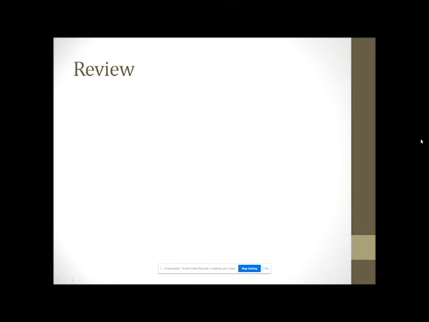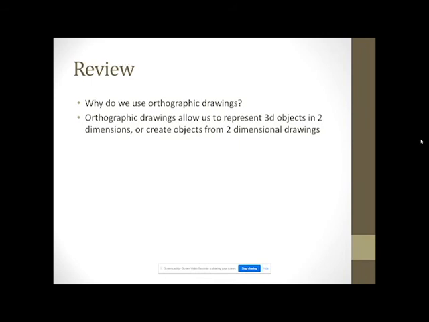So now that we've gone over how to do orthographic drawings, let's just do a quick review before we finish the lesson. So first question is, why do we use orthographic drawings? So we use orthographic drawings because they allow us to represent 3D objects in 2 dimensions or create objects from 2-dimensional drawings. What are the 3 main views of an orthographic drawing? So we're going to have a front view, a top view, and a side view.